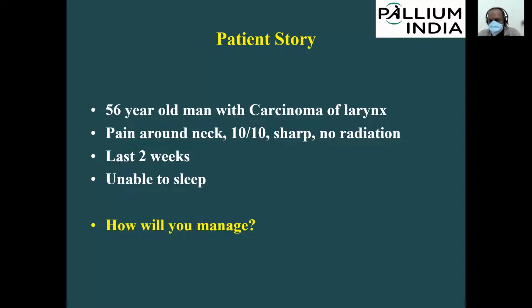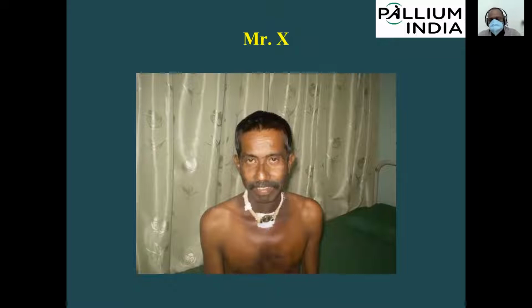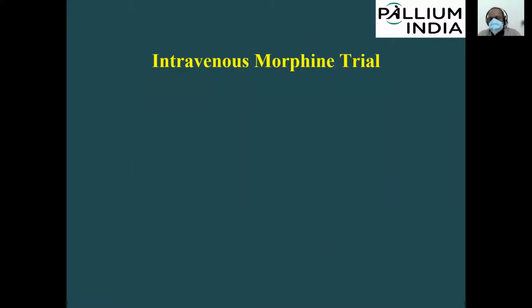So what should be done if you need immediate or faster pain relief? We can give an injection so that it will act fast. So we can give injection morphine. After the injection of morphine, the patient is like this within an hour. How we administer injection morphine is known as intravenous morphine titration or intravenous morphine trial. So how do you do an intravenous morphine trial?